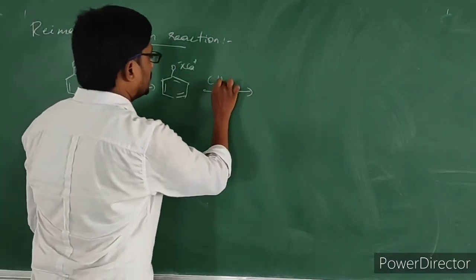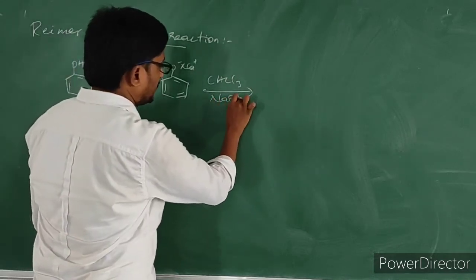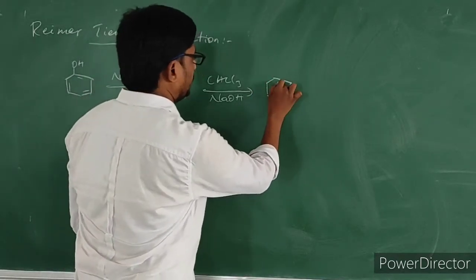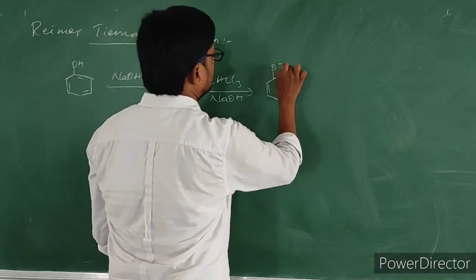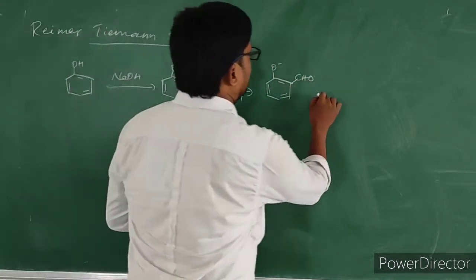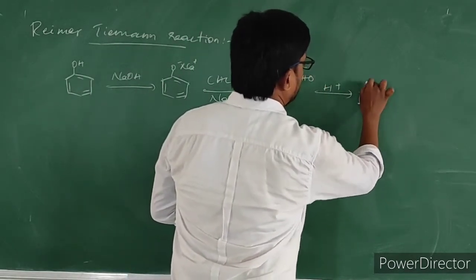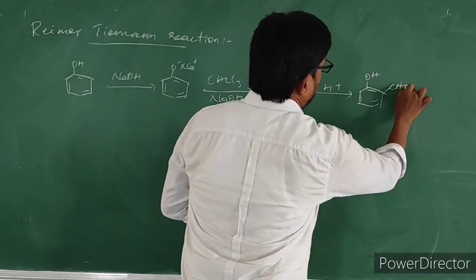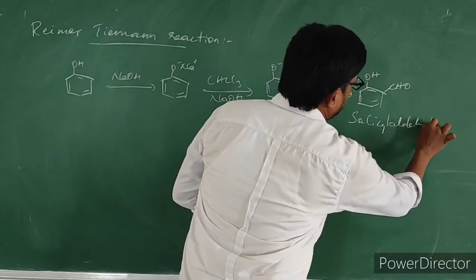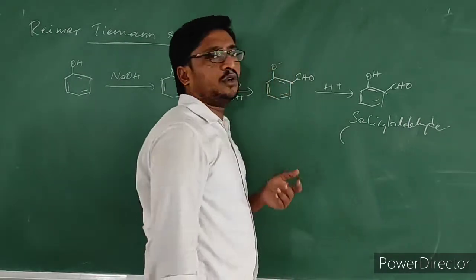This on treatment with chloroform in presence of sodium hydroxide results in the formation of an intermediate. This will later be treated with H plus to form salicylaldehyde as the product. This is nothing but salicylaldehyde. It can also be called 2-hydroxybenzaldehyde.